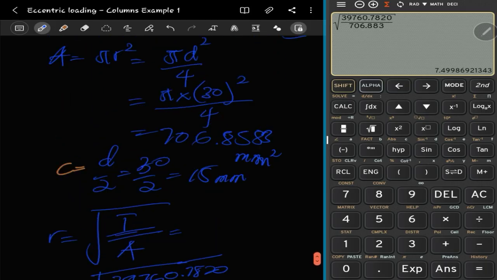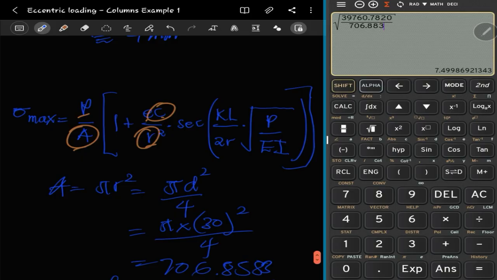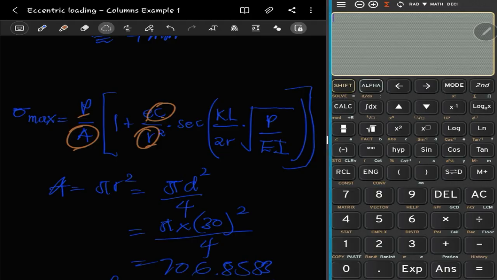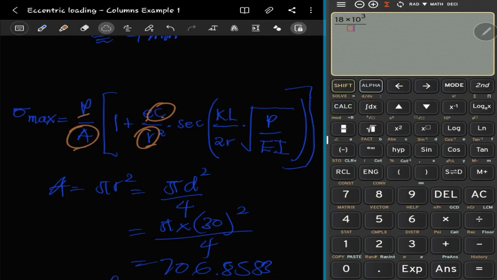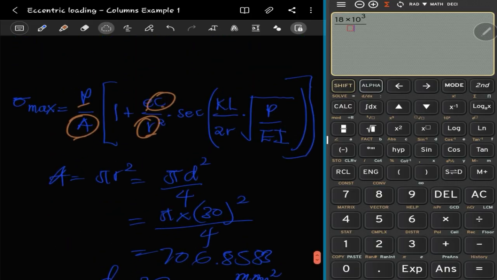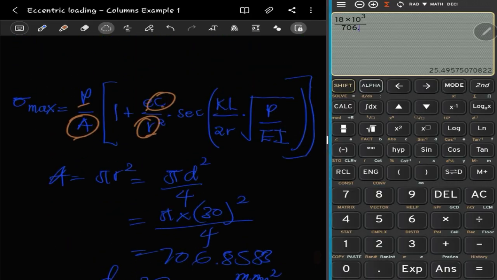Okay, anything else that we need? We have A, we have C, we have R. Now we just are left with the computation. So let's see what we get for that. Let's just punch everything straight forward, because we have the equation here. We have a P, which is about 18 times 10 to the power 3, right? And the area now we have to be 706.8583, and then we have the bracket inside.